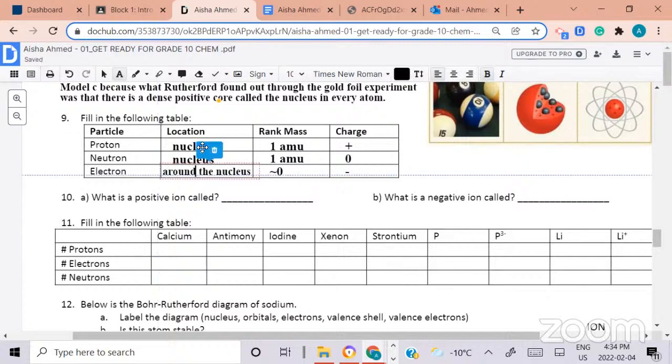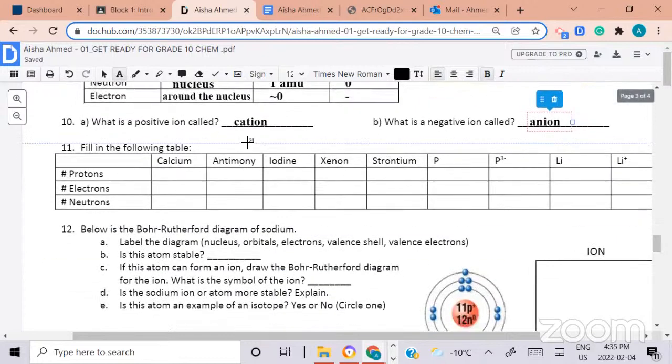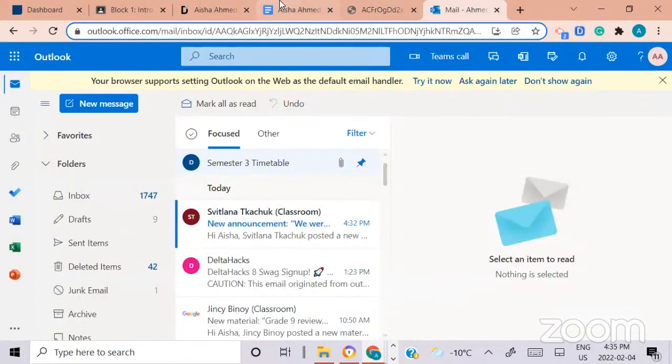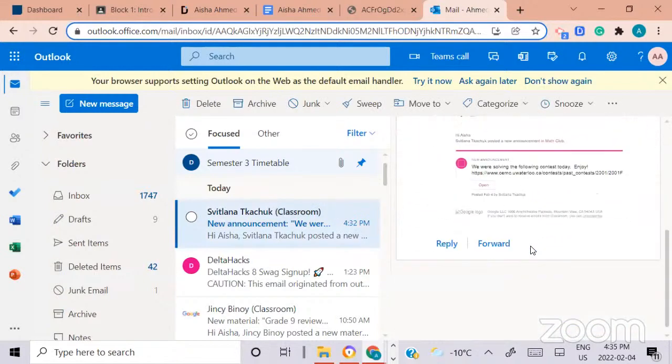Okay, now cation. Okay, which one is a cation? Awesome, and an anion. Awesome. Okay, now fill in the following table. So now we are really jumping into the periodic table of elements. You have to write the number of protons, number of electrons, and number of neutrons, I think, right?